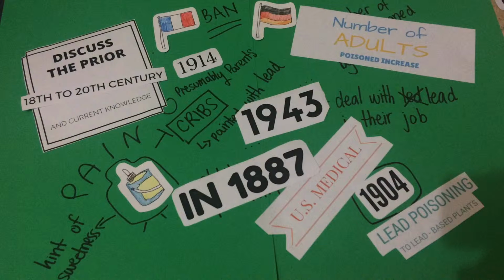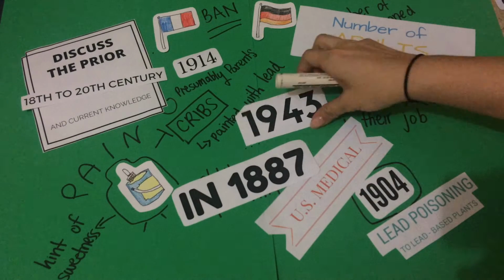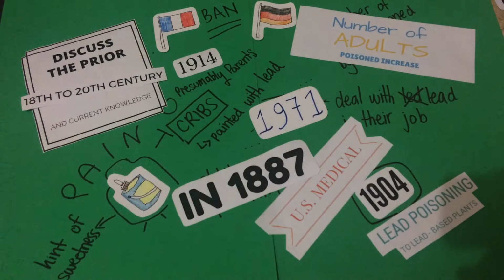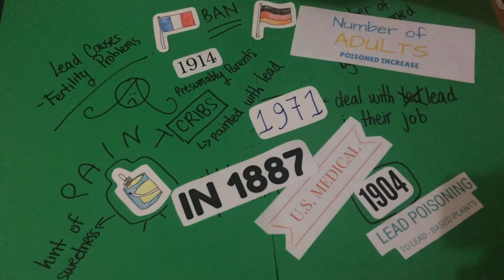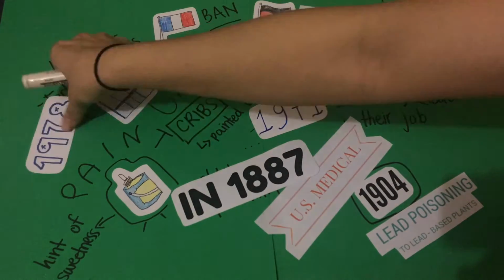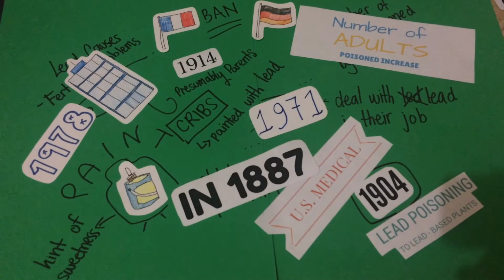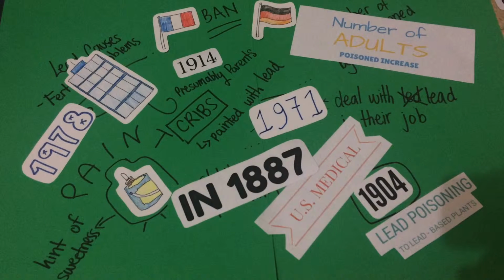However, in the United States, things went a little slower, since the Lead-Based Paint Poisoning Prevention Act finally started acting in 1971. Lead-based paints were officially banned in the United States in 1978. Lead is not used in things that experience direct contact with humans anymore, the main example being paint.